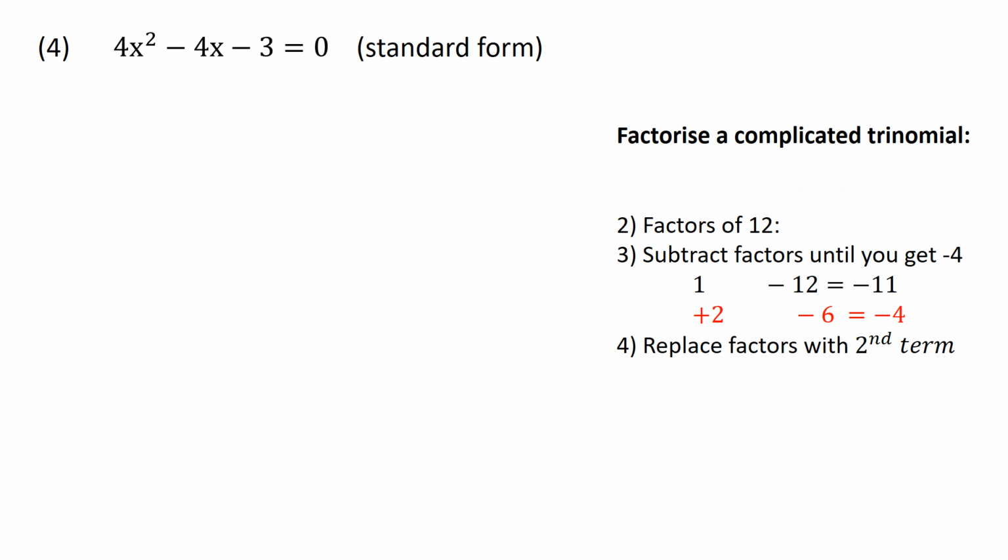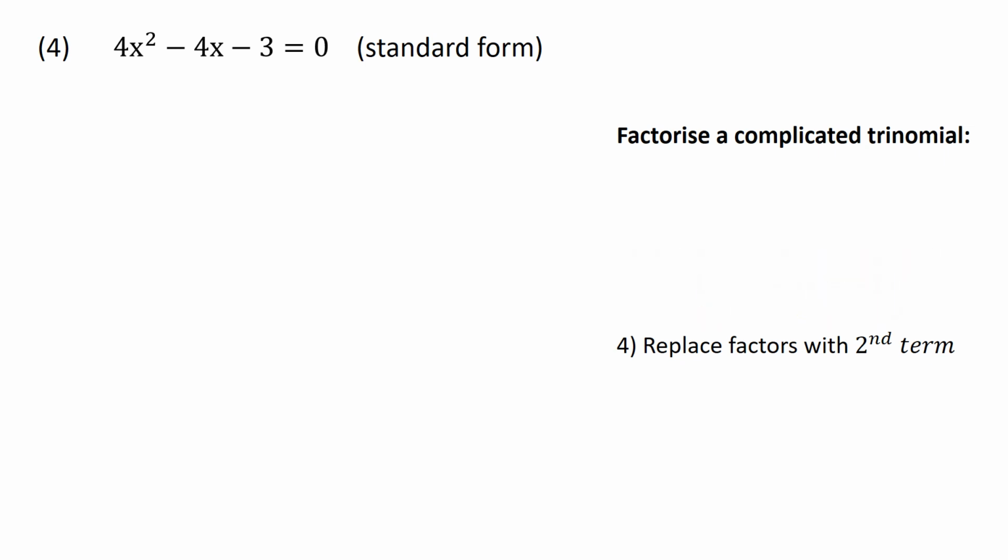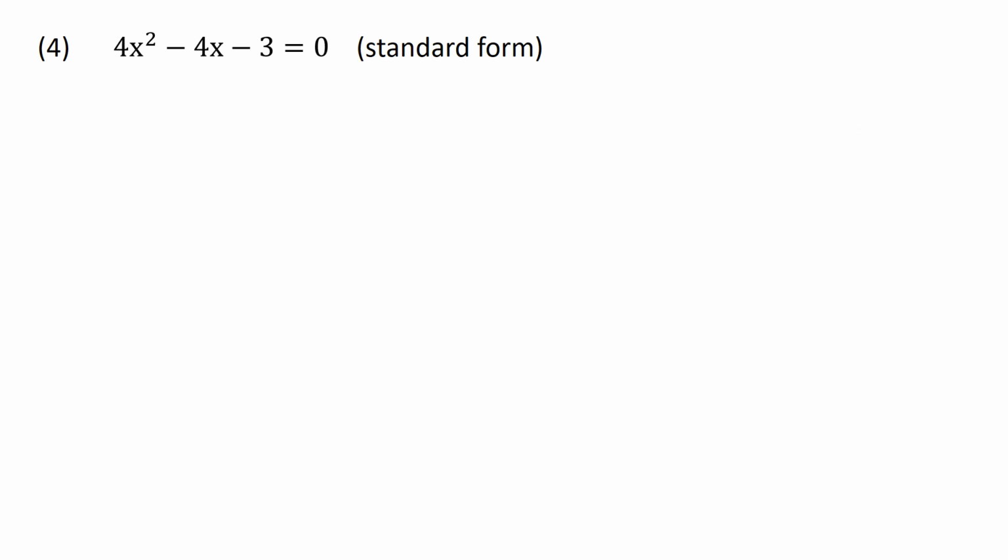Here I only have 2 of them because, as you can see, I finally found the answer, because if I take those factors and subtract them, I'm going to try to get negative 4. So for 1 and negative 12's case, you'll see it's negative 11, but for 2 and negative 6, I got negative 4. So those are the 2 factors I'm going to use and replace them with the second term. So now I'll have 4x squared plus 2x minus 6x minus 3 equals 0.